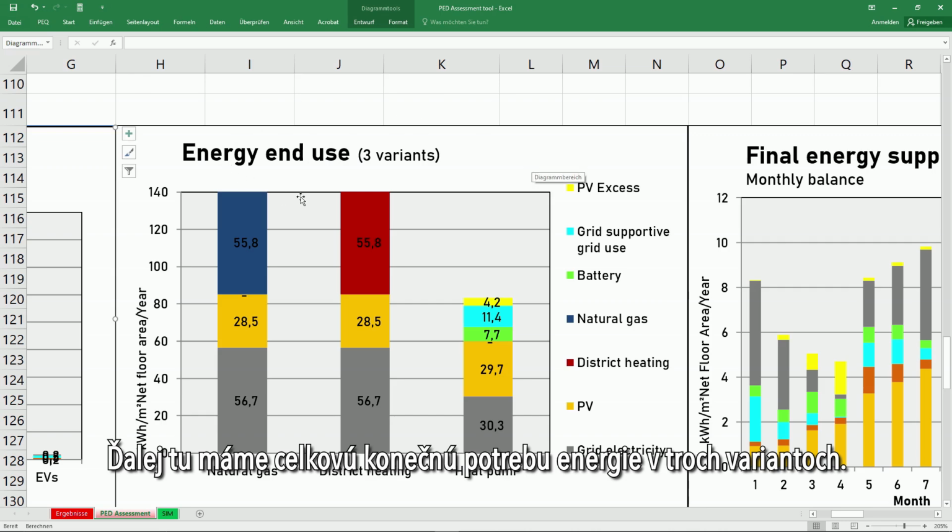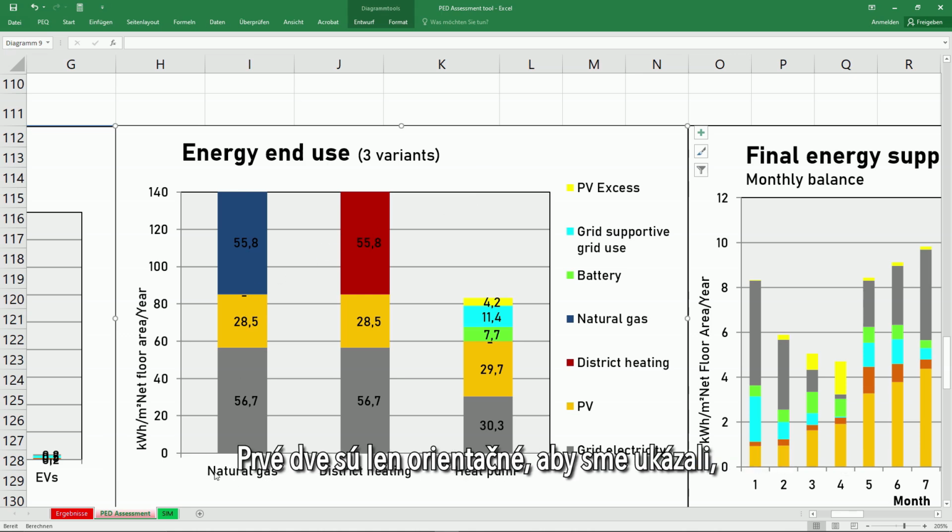Next up, we have total energy end use in three variations. The first two are just indicative to show how much energy can be saved by switching to a heat pump based solution.